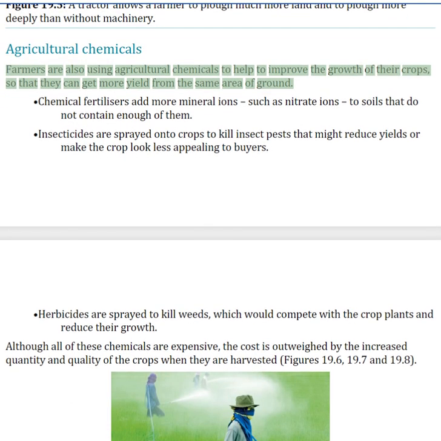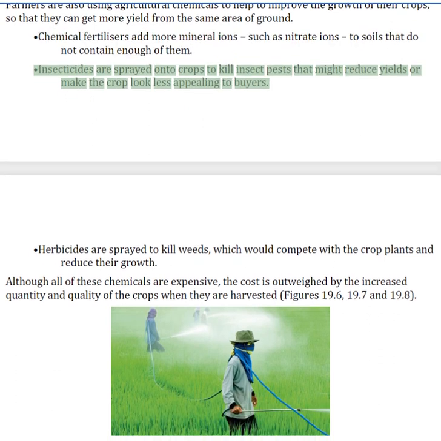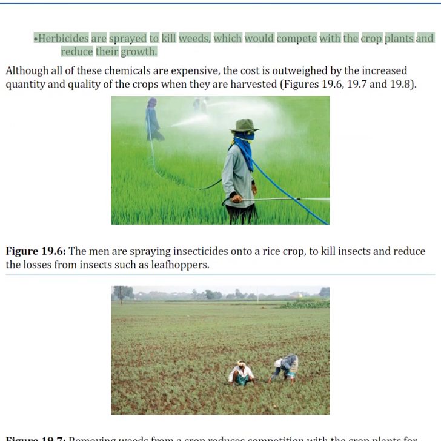Farmers are also using agricultural chemicals to help to improve the growth of their crops so that they can get more yield from the same area of ground. Chemical fertilizers add more mineral ions, such as nitrate ions, to soils that do not contain enough of them. Insecticides are sprayed onto crops to kill insect pests that might reduce yields or make the crop look less appealing to buyers. Herbicides are sprayed to kill weeds, which would compete with the crop plants and reduce their growth.